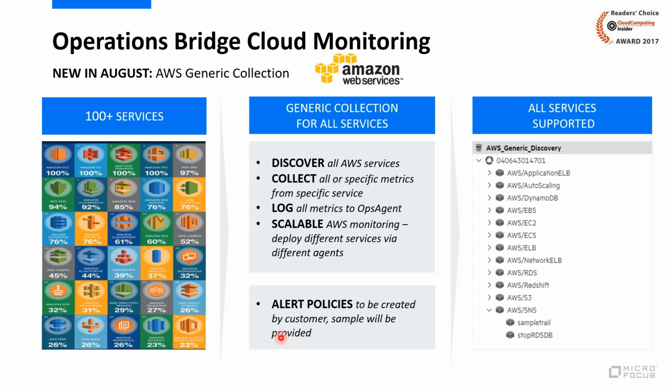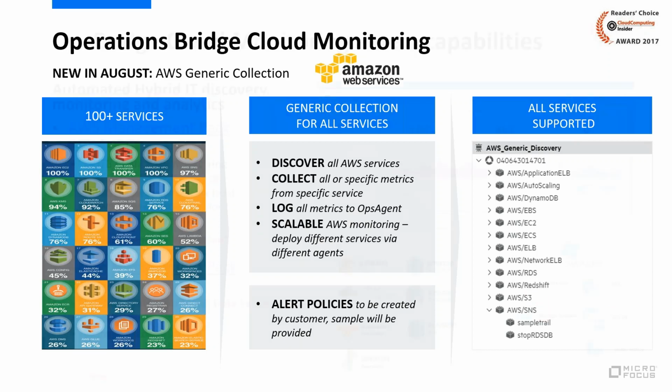So that's where we introduce this generic AWS monitoring, where we are now able to discover all the AWS services and collect metrics for a specific service, so you can specify which particular service you want to collect the metrics from, and you will see that in the demo. Based on the collection that you do, you can then create specific alerting policies for the metrics that you are collecting, right? So with this, we are now able to cover all of the services that are exposed by AWS through the CloudWatch interface.